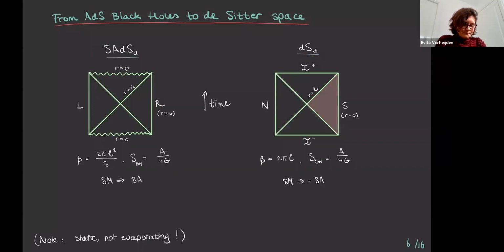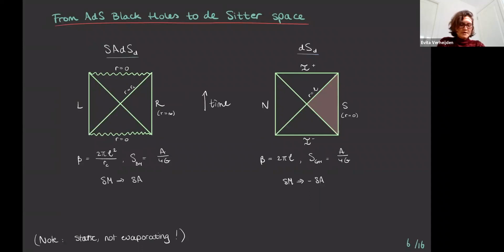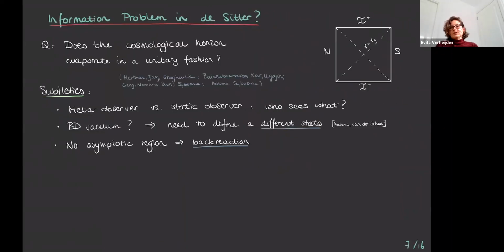But as I said, if you want to construct a microscopic description or understand the degrees of freedom that relate to this entropy, it's important to study this horizon. The way that we're going to do that is to try to formulate an information problem in de Sitter space. If you formulate an analogous problem as for black holes, you would ask: does the cosmological horizon evaporate in a unitary fashion? Or you could say, is it possible to retrieve what was lost behind the cosmological horizon? There's been some work on this information problem in de Sitter space. I'm just highlighting a few.